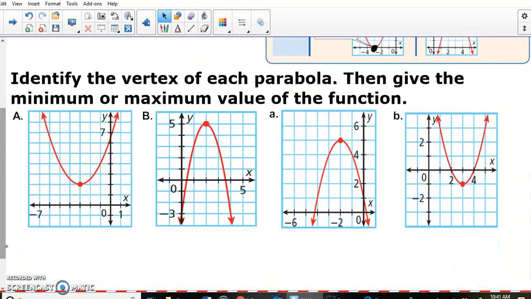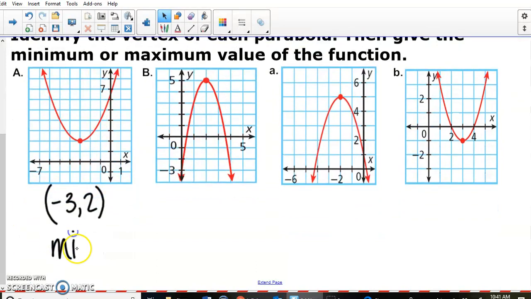Okay, so on all of these, we're just looking for where the parabola changes directions. So on this one, it looks like our vertex would be -3, 2, would be the point of our vertex. And then this would be the minimum value, because you can see that the parabola goes up from that vertex. So that would be the minimum, and then everything else on the parabola is going up from there.